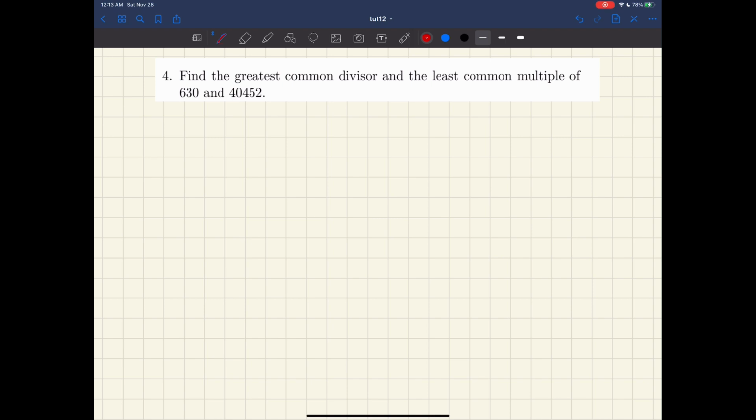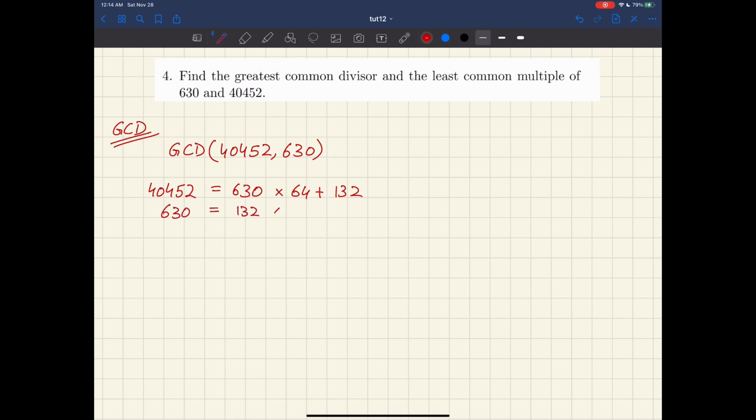Moving on to the next, we have to find the greatest common divisor and the least common multiple of 630 and 40452. Now this is a fairly simple problem. This is just done by the Euclidean algorithm. You write 40452 as a combination of 630 and a remainder. And 630 is equal to remainder times 4 plus another remainder. And then you again move the first remainder to the left side.